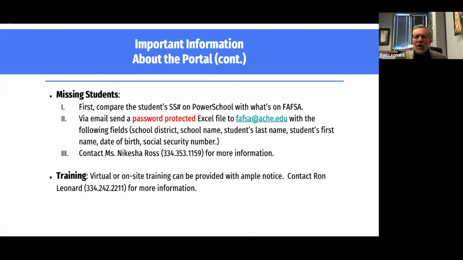Now, if students aren't in the portal for some reason at all, you can send to us in an encrypted email, and we can tell you how to do that, the different data fields that you see there: school district, school name, student's last name, first name, date of birth, social security number. We can add those students to the portal. If you ever run into that situation, either reach out to Ms. Ross or me, and we can help you in that respect. And if you ever need assistance, by all means, feel free to reach out to us, either drop me an email or give me a call.